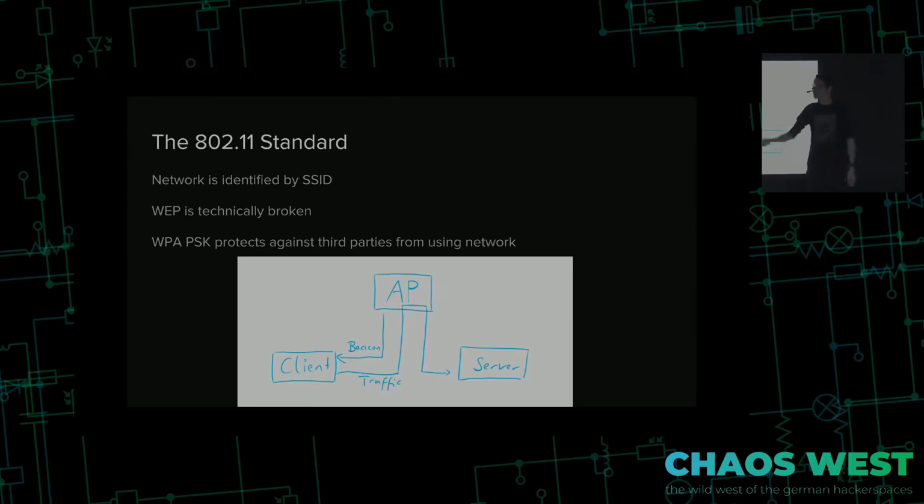One issue here is that it's only for preventing other parties from using your network. Everyone who has hold of the pre-shared key is able to connect not only to your network, but potentially able to decrypt all the traffic that is running through it.